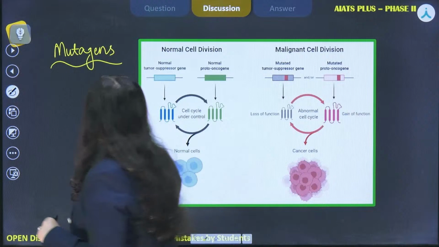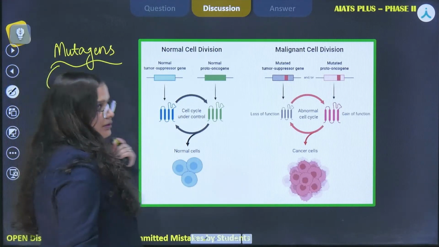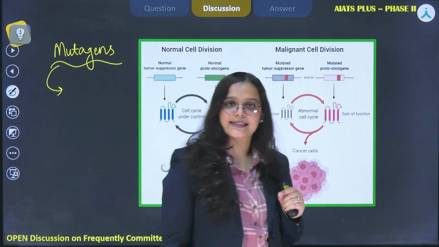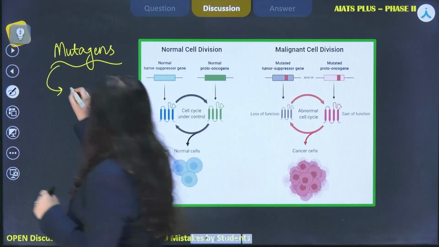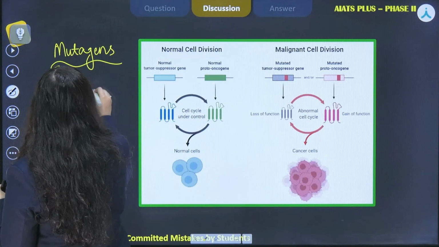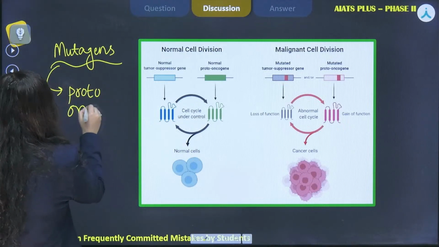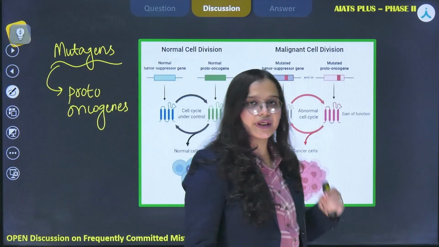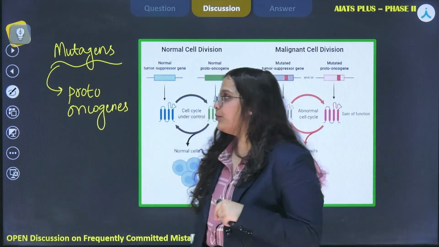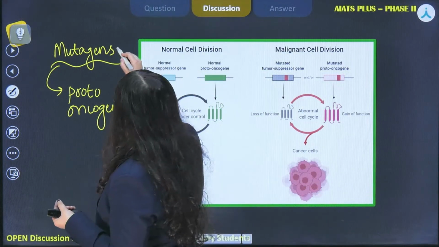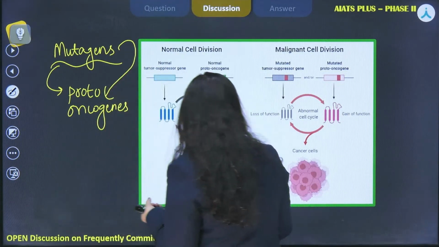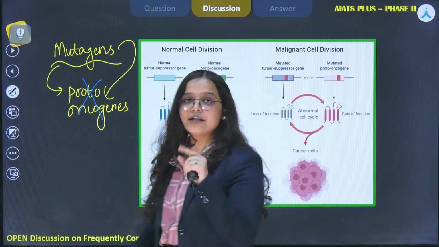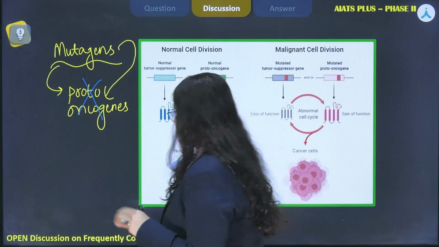So basically mutagens lead to or induce mutations that disrupt the cell cycles. In normal cells we have these proto-oncogenes which are functioning normally to keep the cell cycle in check. What mutagens do is that they will disrupt or affect these proto-oncogenes and convert them into an oncogene.